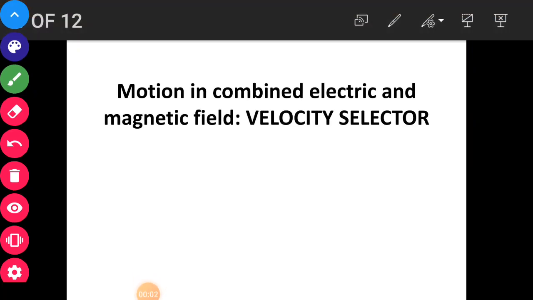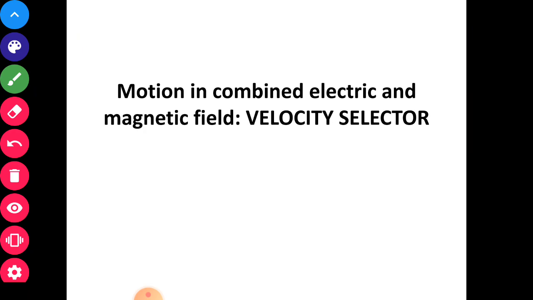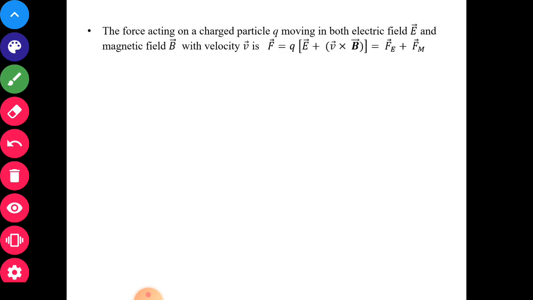Okay, now today we will discuss the motion in combined electric and magnetic fields and the velocity selector. Now see, we will have a motion of charge in a combined field. Combined field means there will be an electric field as well as a magnetic field.